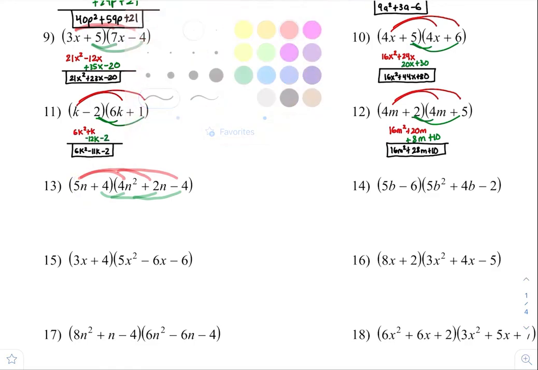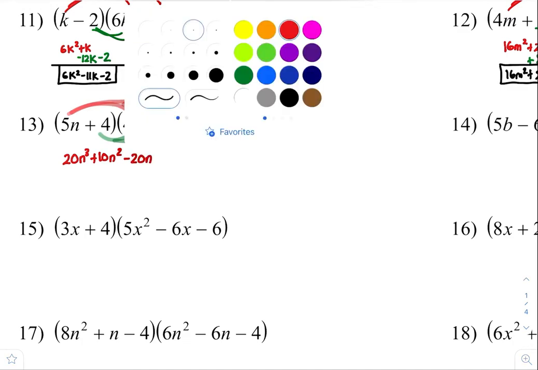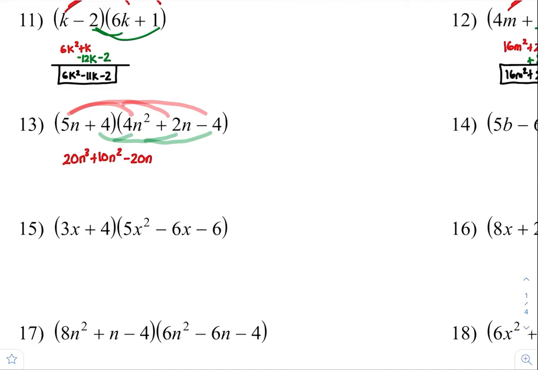So 5n times 4n squared, you guys, that's 20n to the third. 5n times 2n, you guys, is plus 10n squared. And 5n times negative 4 is negative 20n. Now for the green, 4 times 4n squared, you guys, is plus 16n squared. 4 times 2n, you guys, is plus 8n. 4 times negative 4 is negative 16.